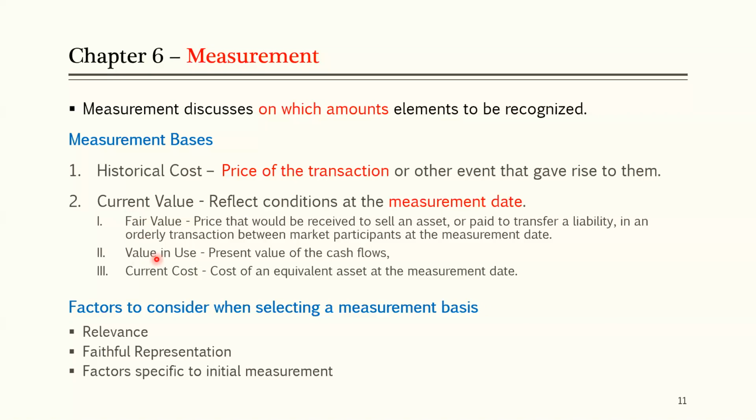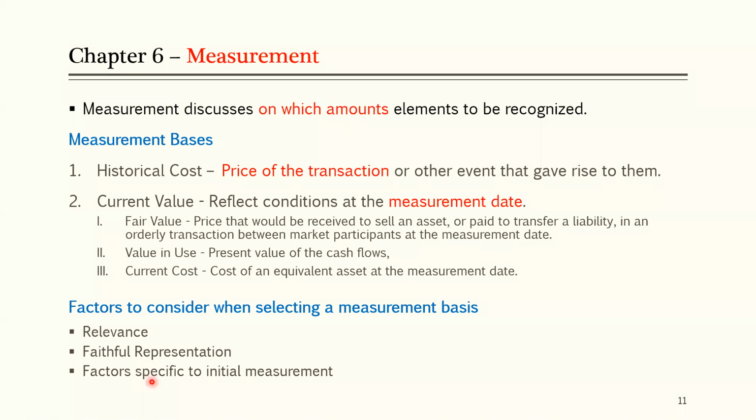Right? So when determining this measurement basis, whether to go for historical cost or whether we are using fair value or value in use or current cost, we need to, right, consider these factors. Right? What will be the most relevant one? අපි මොන method එක පාවිච්චි කරොත්ද මොන basis එක පාවිච්චි කරොත්ද අපිට ගොඩක් relevant informations දෙන්න පුළුවන්. Right? Are we able to faithfully represent it? Right? මොන base එක පාවිච්චි කරොත්ද අපිට අපේ information faithfully represent කරන්න පුළුවන්.